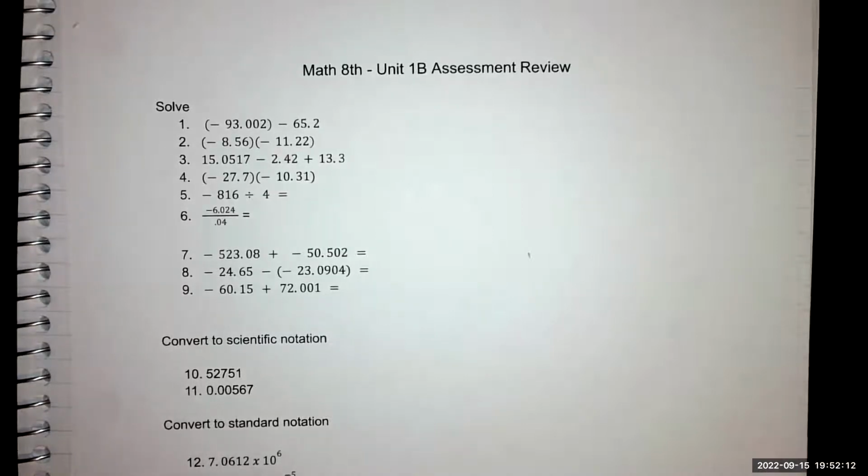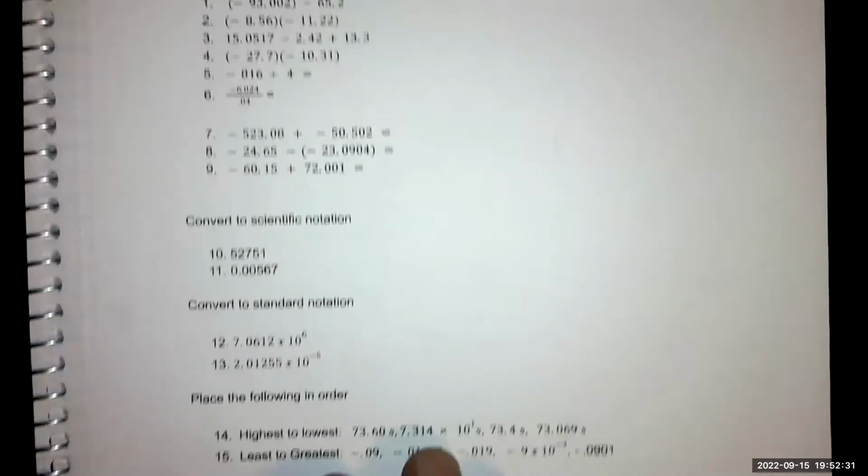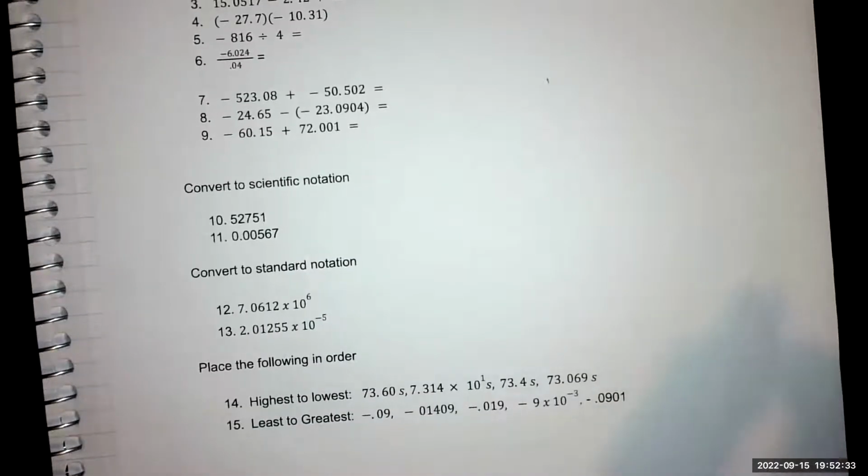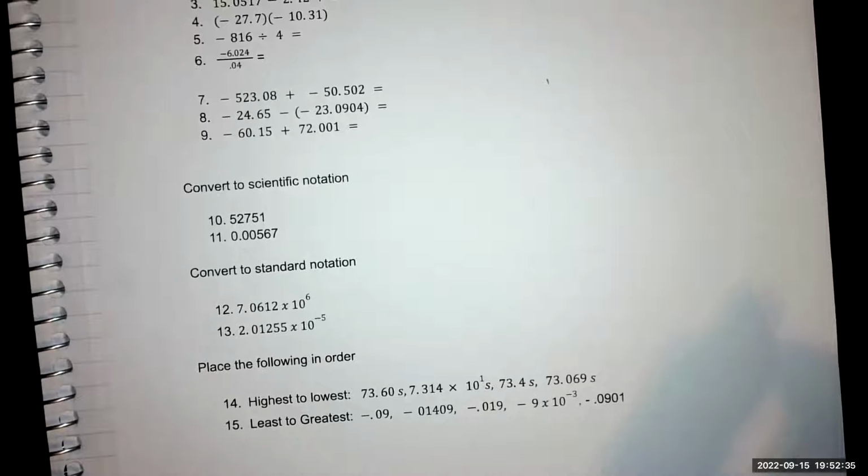Okay, this is the eighth grade math, the unit 1B assessment review. This is part 2 of the unit 1 review. You can see right here, this test basically consists of adding, subtracting, multiplying, and dividing decimals. We have some scientific numbers where you're going to do scientific notation or standard notation, and then we're putting numbers in order from highest to lowest or least to greatest.